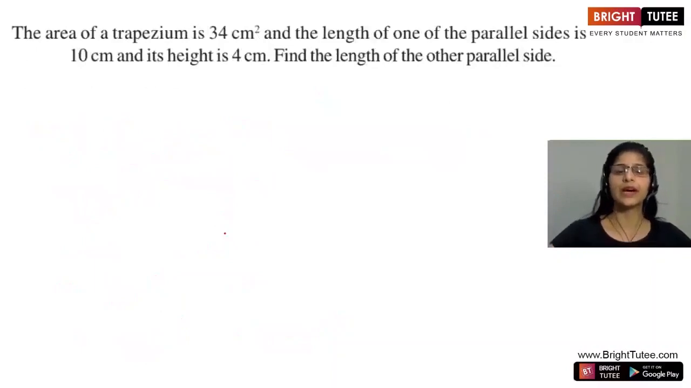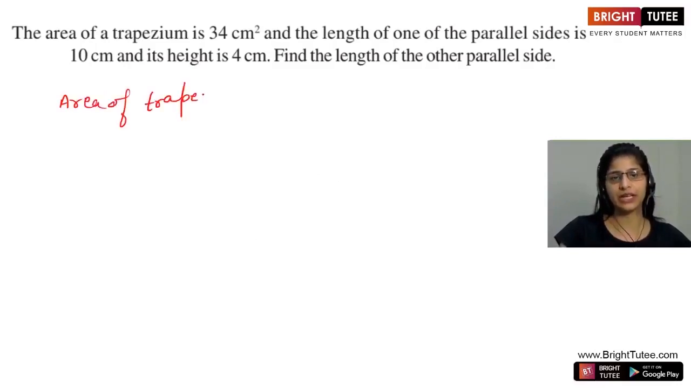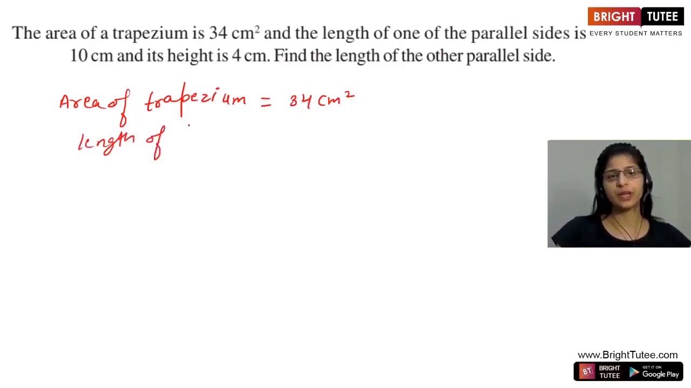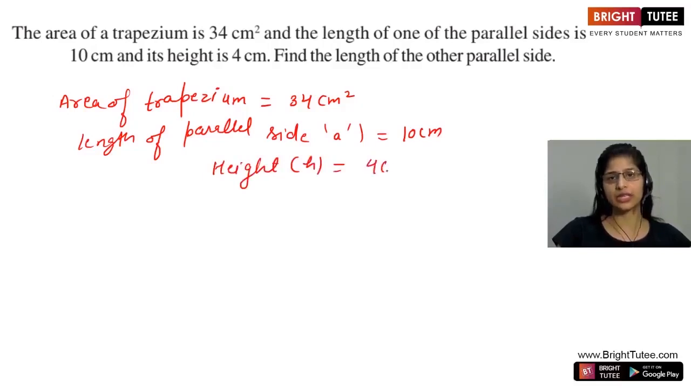Okay. Here is another question. It says the area of a trapezium is 34 square centimeter. We will write the given things first. Area of trapezium is 34 square centimeter. Length of one of the parallel sides, we will consider it as A, suppose, is given to us as 10 centimeter. We are given the height also. Height H is 4 centimeter.